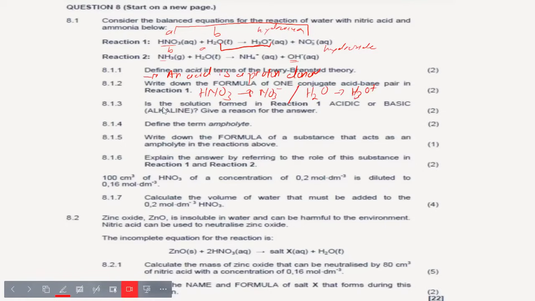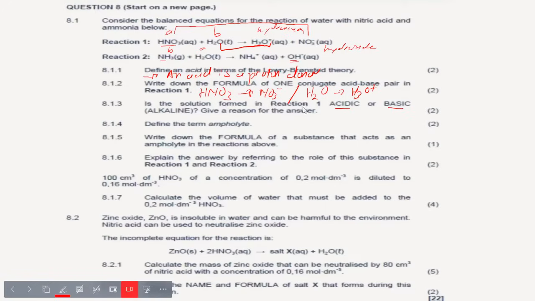And then 8.1.3 says, is the solution formed in reaction 1 acidic or basic or alkaline? Alkaline is just another way to say basic. Then give a reason for the answer. Now, this question is based only on checking which ion is produced. Is it the hydronium ion or is it the hydroxide ion? If we produce hydronium ions, that means the solution is acidic. If we produce hydroxide ions, it means the solution is basic or alkaline, right?